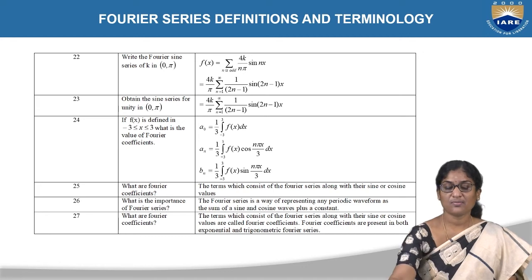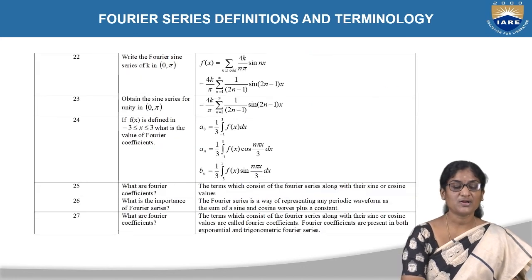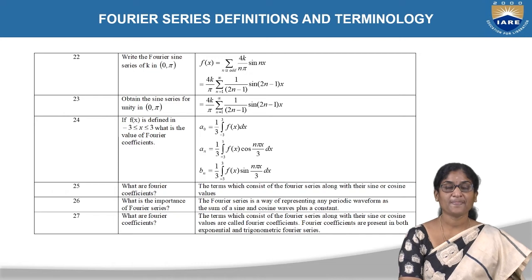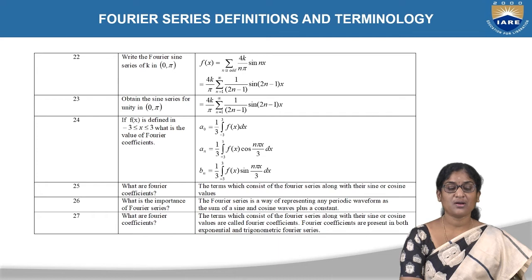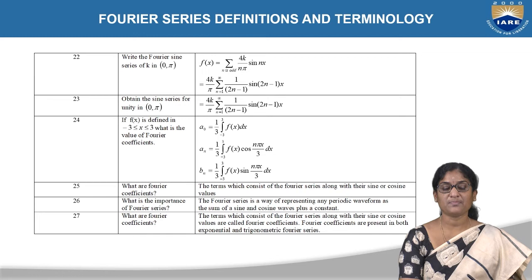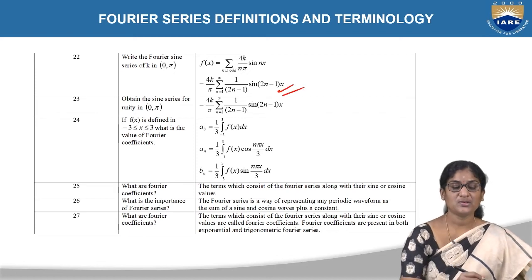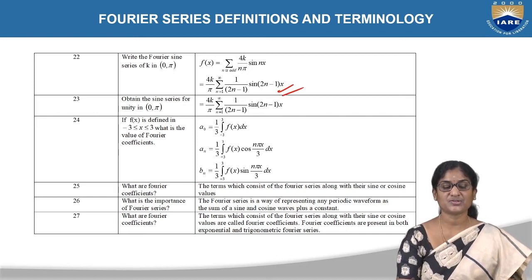Next, what is the Fourier sine series of k in the interval 0 to pi? f of x is equal to summation, n is odd, we have to take only odd. It will be equal to 4k by n pi sine nx. And 4k by pi, if you take it outside, summation 1 by 2n minus 1 sine (2n minus 1) x is the value for the Fourier sine series for the function k.